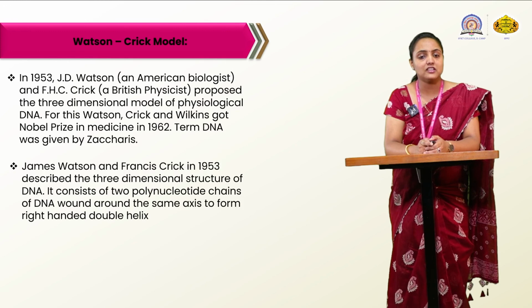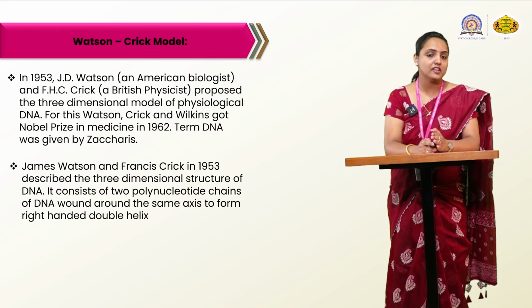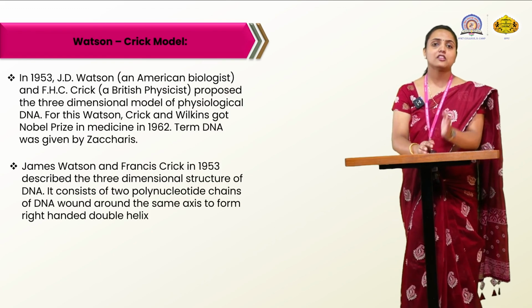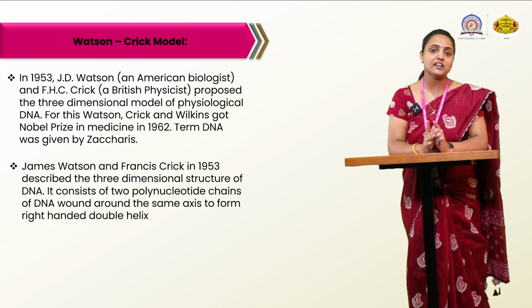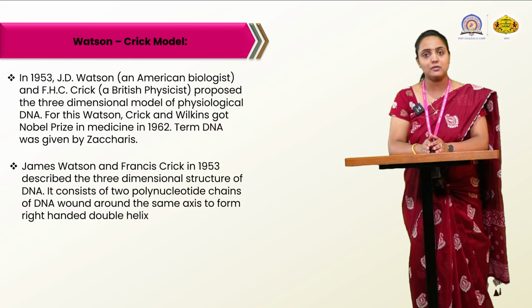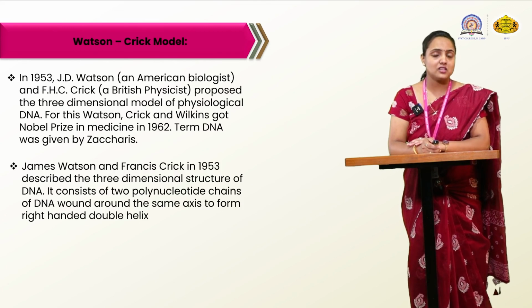James Watson and Francis Crick in 1953 described the 3D structure. It consists of two polynucleotide chains of DNA wound around the same axis to form a right-handed double helix molecule, which we call the B form of DNA, the right-handed DNA molecule. The various forms we are going to see in our next lecture. Among those forms, only Z form of DNA is the left-handed DNA molecule, otherwise all are right-handed DNA molecules. Only some slight differences are present between the forms of DNA, which we are going to see in our upcoming lectures.